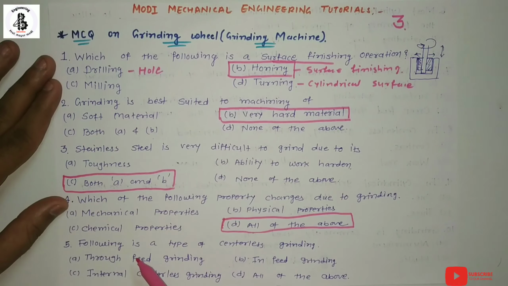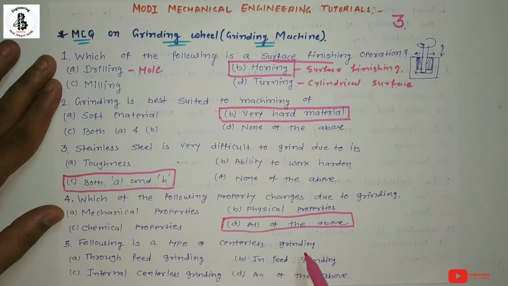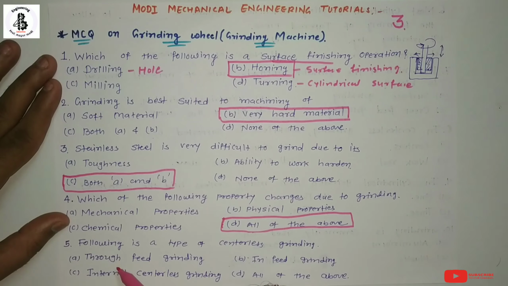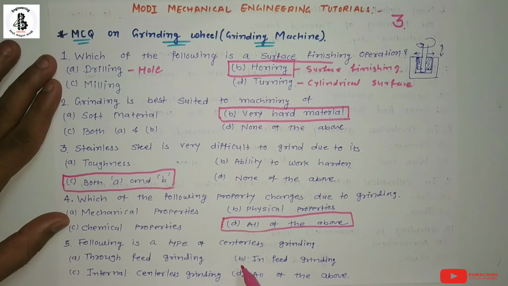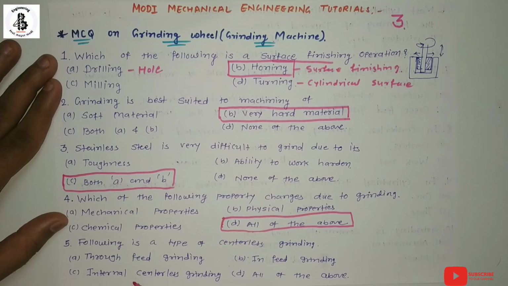Then the next question. The following is a type of centerless grinding. Option A, through feed grinding. Option B, in feed grinding. Option C, internal centerless grinding. And option D, all of the above.